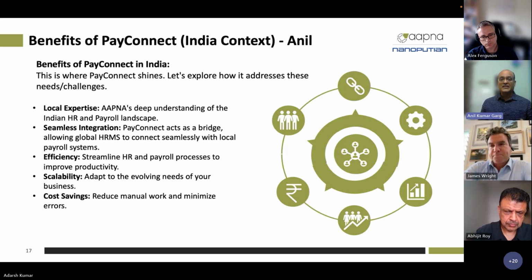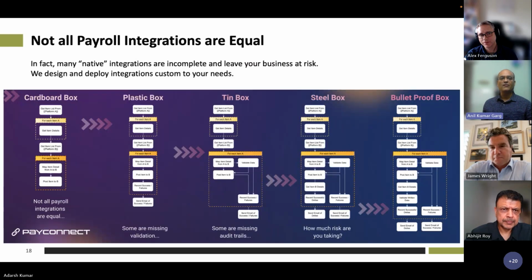So if you are ready to streamline your HR and payroll operations, ensure compliance, and enhance your overall efficiency, PayConnect is the answer. Let's embrace the future of HR and payroll management together. Now let me pass the stage back to Alex, who will walk us through a compelling case study from PayConnect. Get ready to dive into a real world example of how PayConnect has made a significant impact.